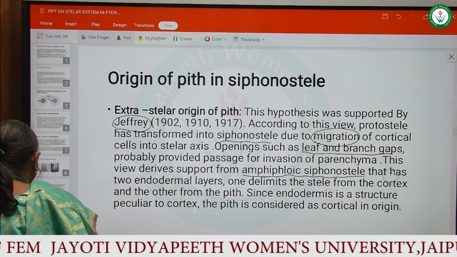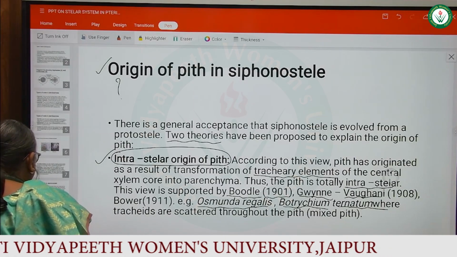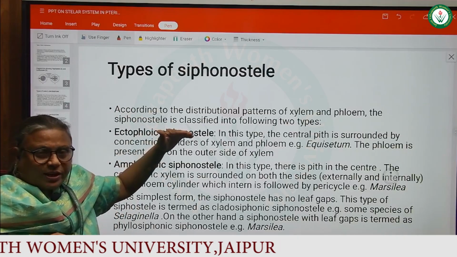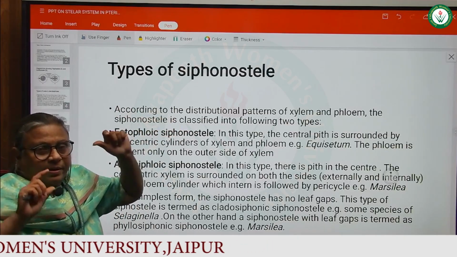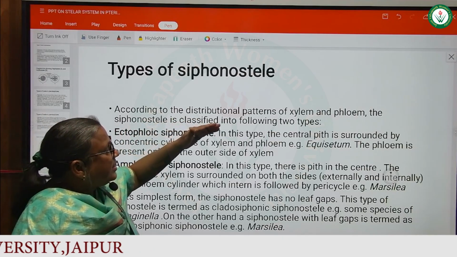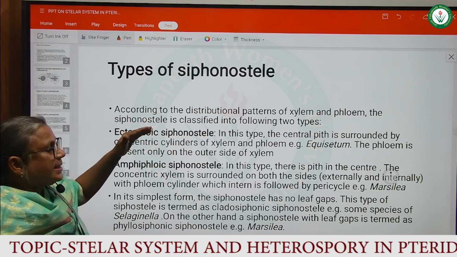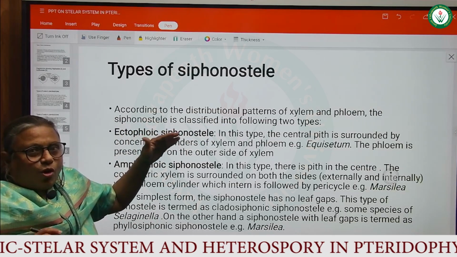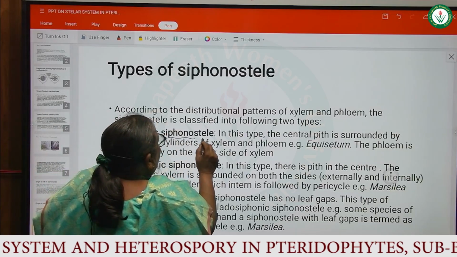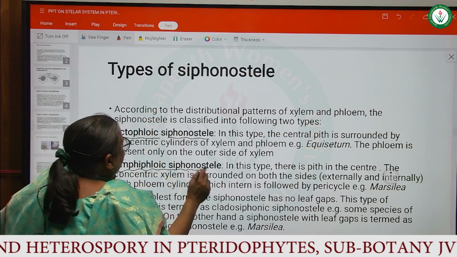So now I talk about the types of siphonostele which are found in pteridophytes. According to the distributional patterns of xylem and phloem, the siphonostele is classified into the following two types: ectophloic siphonostele and amphiphloic siphonostele.